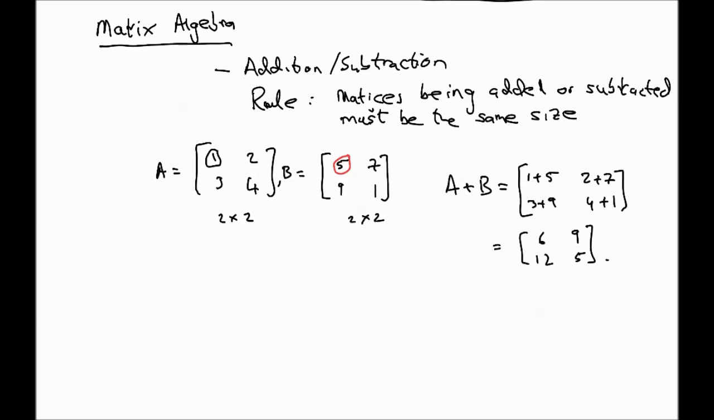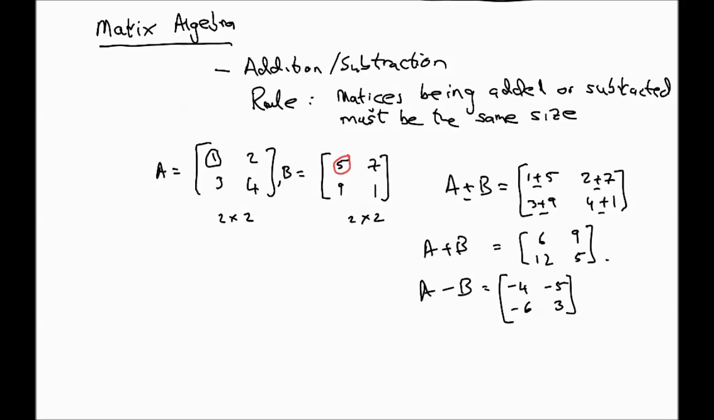In the same way, you can subtract the two as well. Okay, so if I wanted to subtract these, then all it would be is this. I would be subtracting these, and so A minus B. So A plus B is this one. A minus B would be 1 minus 5 is minus 4. 2 minus 7 is minus 5. 3 minus 9 is minus 6. 4 minus 1 is 3.